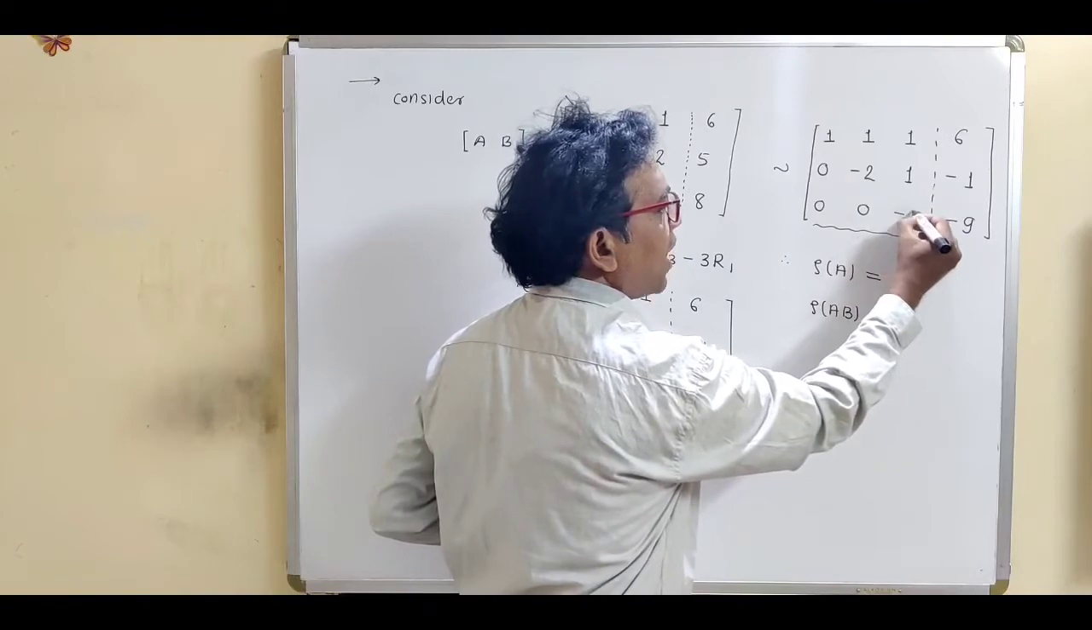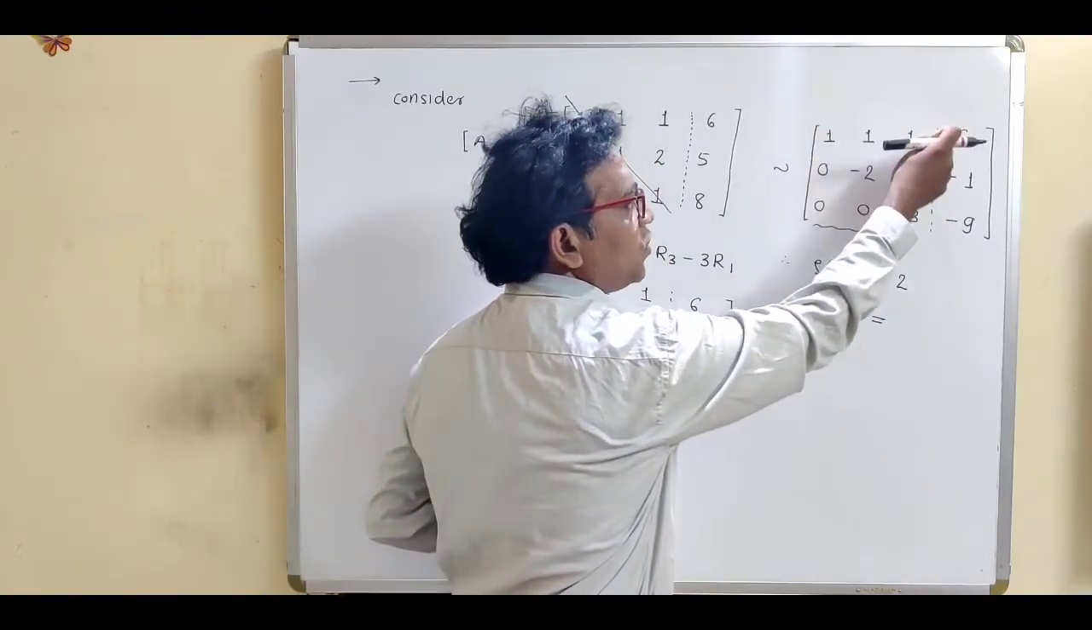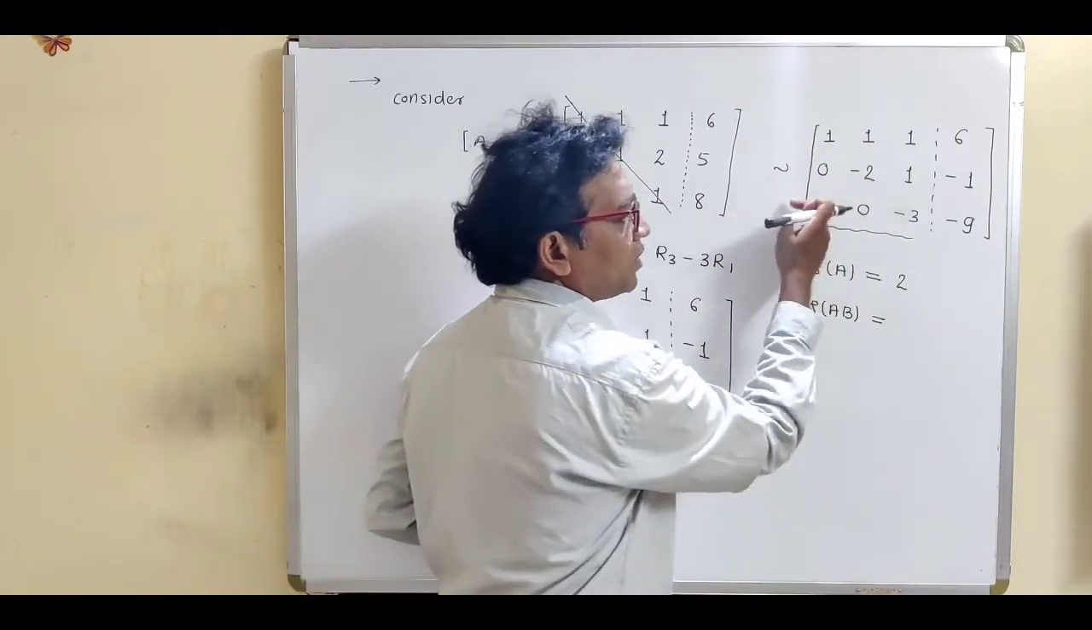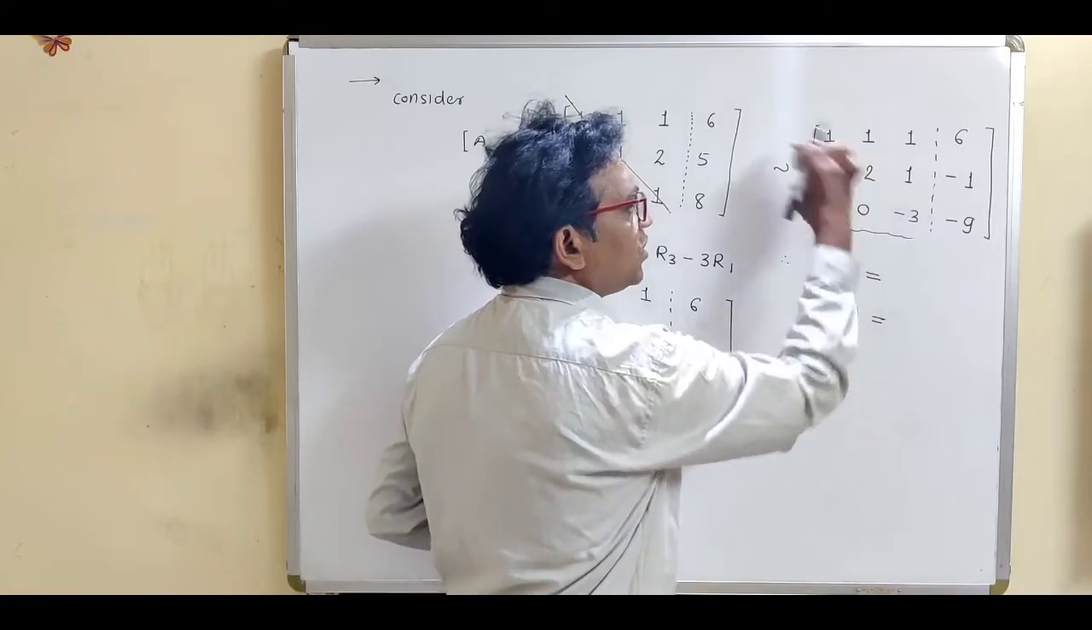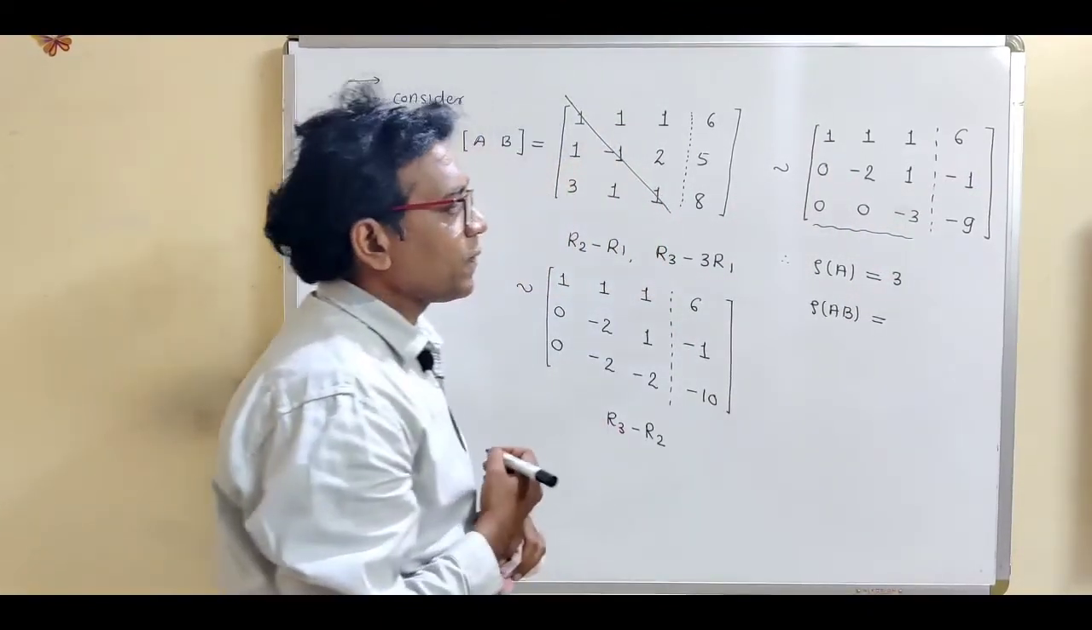Now this is minus 3. Now count the number of non-zero rows. This is a non-zero row, first non-zero row. Second, it is again a non-zero row. Third, it is again a non-zero row. So there are 3 non-zero rows. So rank of A is 3.